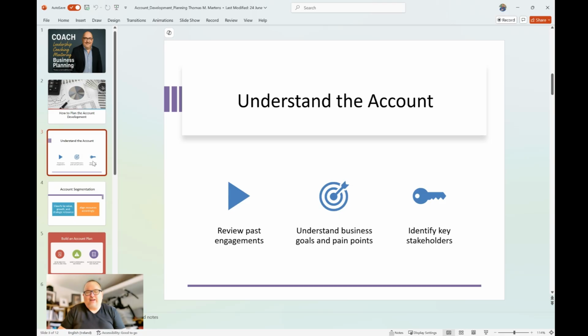Identify key stakeholders, very important. You need those key stakeholders to progress in the account. Without their support, it will be challenging for you to sell into the account. Identify the key stakeholders, keep them happy, and find out as well your contacts there with the information. Very important.